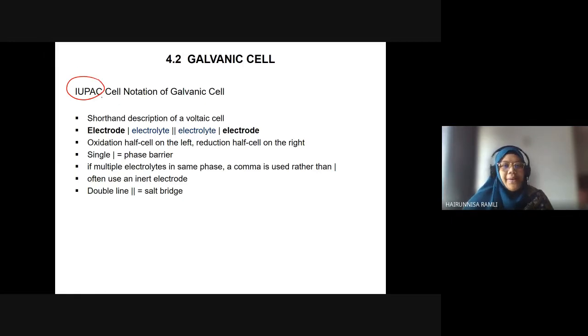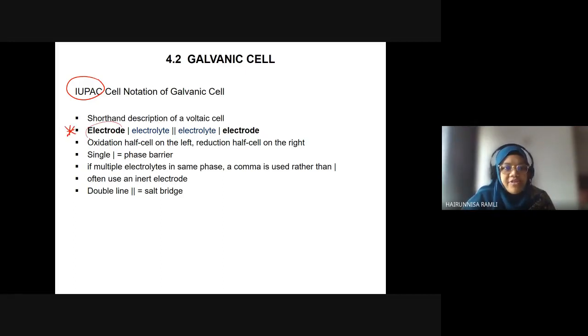Okay, saya tak ingat nama panjang dia. Tapi international standard untuk macam mana cara nak tulis cell notation. It is actually a shorthand description of a voltaic cell. Shorthand tu pendek dia lah eh. Apa yang kita letak adalah, okay, in general dia macam ni.